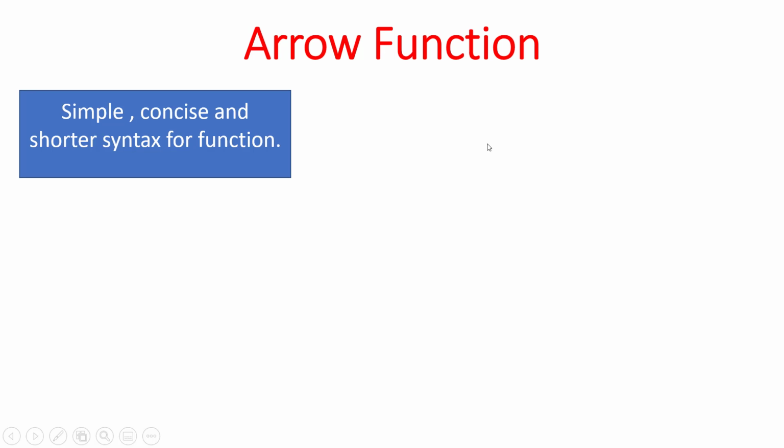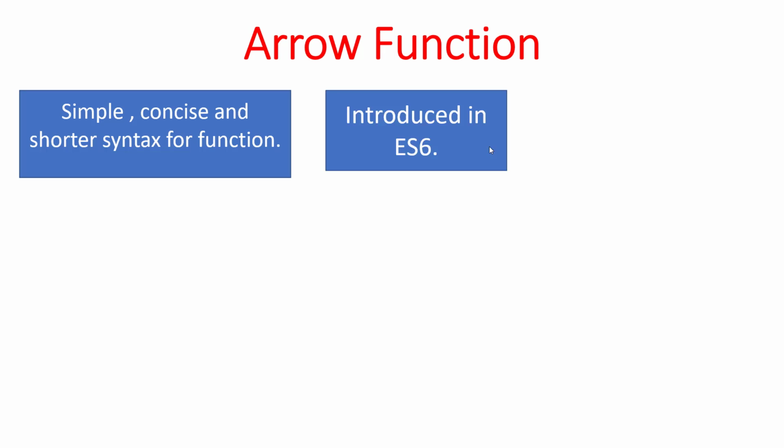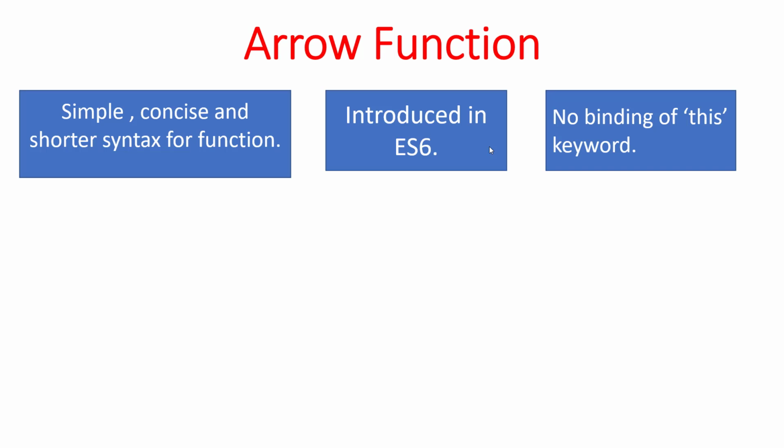An arrow function is a simple, concise and shorter syntax for a normal function. It's syntactic sugar, or you can say it's a way of writing a function which is shorter and concise. This was introduced in ES6, so it was not earlier in JavaScript. It was introduced as ECMAScript 6, which is a version of JavaScript. And there is no binding of the this keyword within an arrow function, which actually solves a lot of issues you often had with the this keyword in JavaScript.